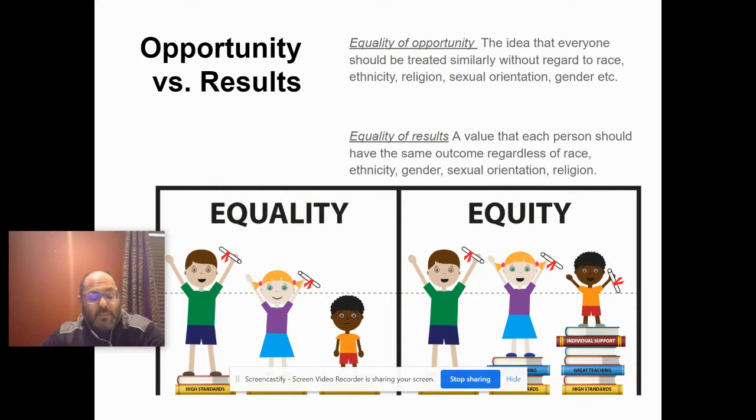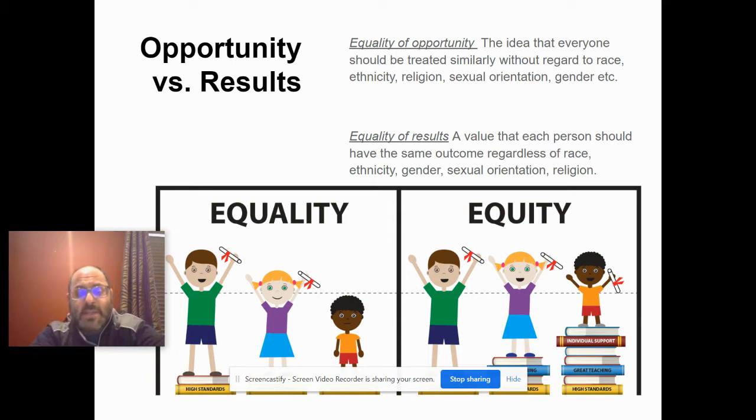Practically speaking, we do this and we don't really bat an eye when it comes to education. Let me explain what I mean by that. In education, when it comes to students with learning disabilities, we always go for equity, not equality. So equity is equality of results. So how do we do that?